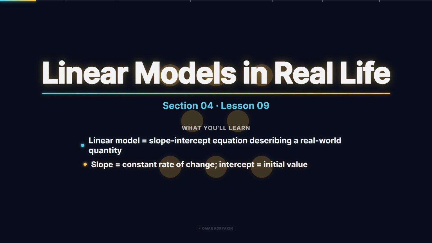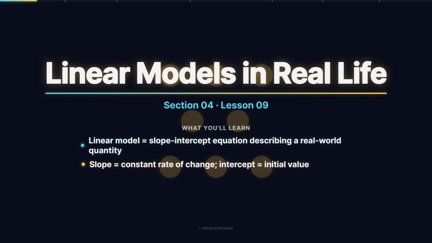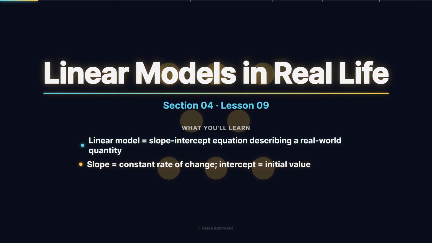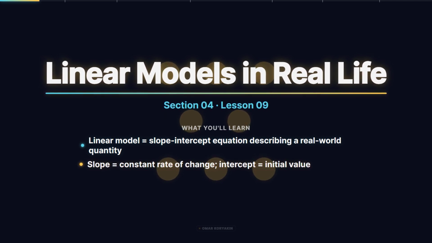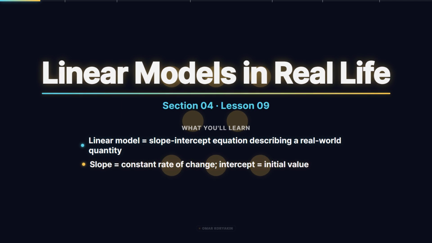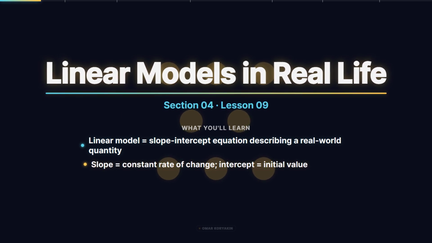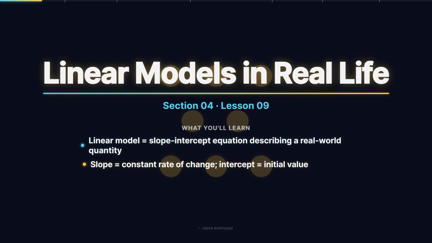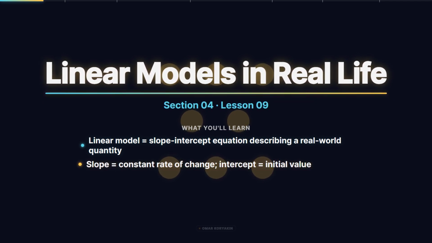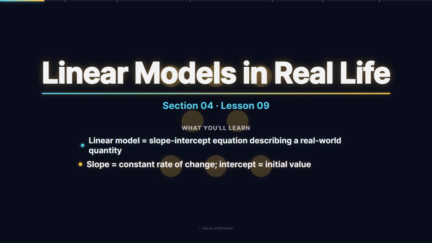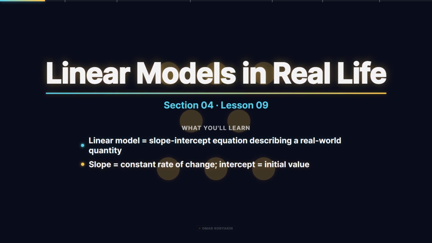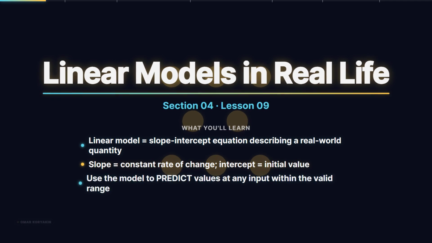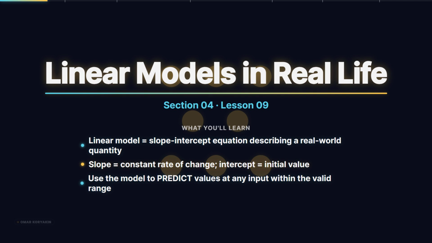Second idea, to build a linear model from a real-world description, identify the input variable, the output variable, the constant rate, and the initial value. The rate becomes the slope m, and the initial value becomes the intercept b in the slope-intercept template. Plugging in gives the model directly. The hardest part of linear modeling is identifying the 4 pieces correctly from the English description. Once they are identified, the algebra is straightforward.